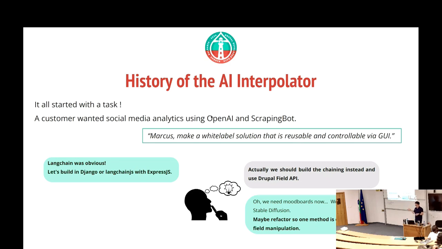And then I realized, why not use this for any field API? It doesn't just have to be text and OpenAI. You can create images with this. We can create anything with this, right? So that's how the AI Interpolator came to be.